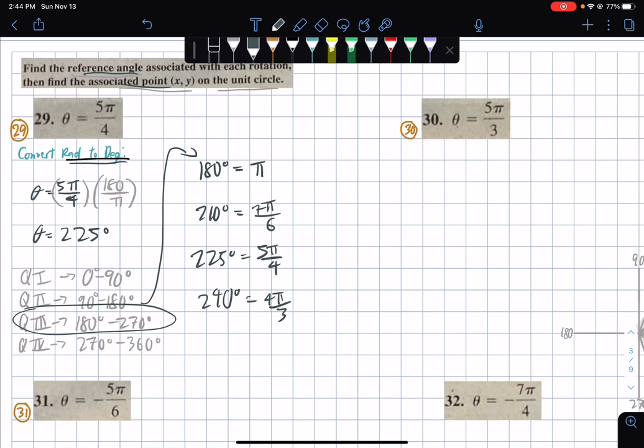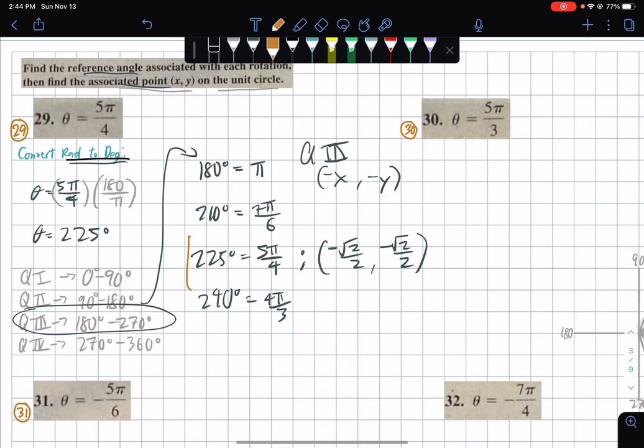So for number 29, theta is equal to 5 pi over 4. Obviously, it's this one. The associated point xy, because it's pi over 4, is the usual square root of 2 over 2 and square root of 2 over 2. Because this is quadrant 3, where x and y are both negative, x and y are negative here, and so this is the final answer.